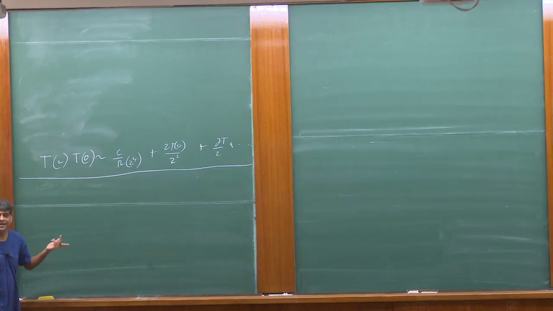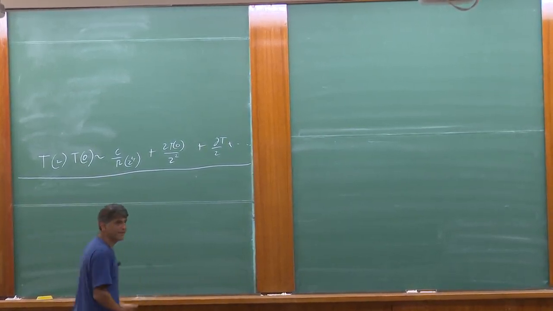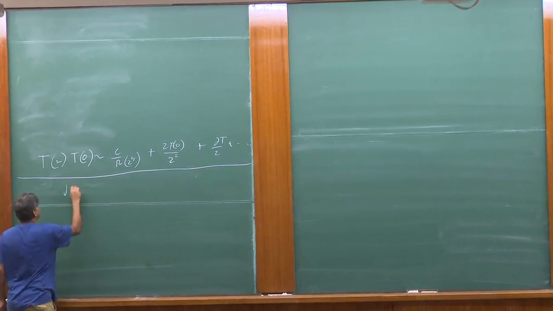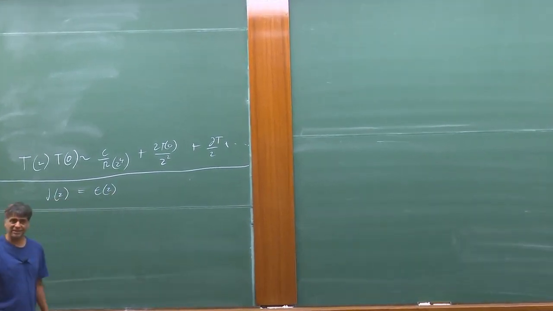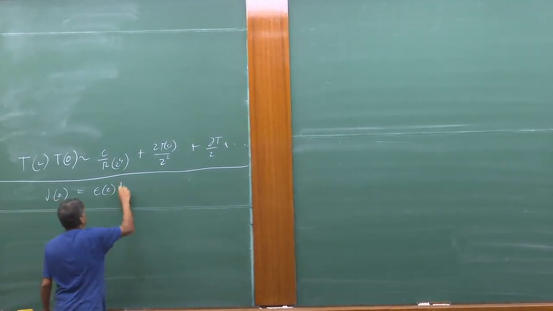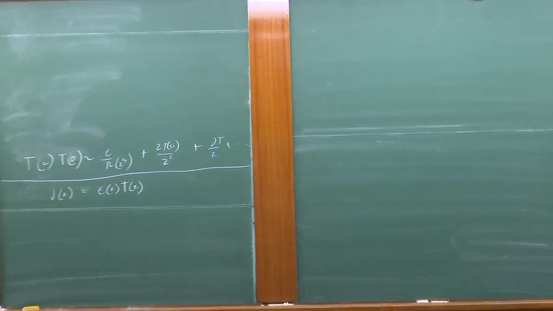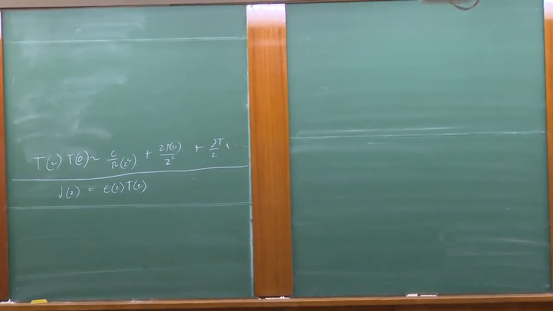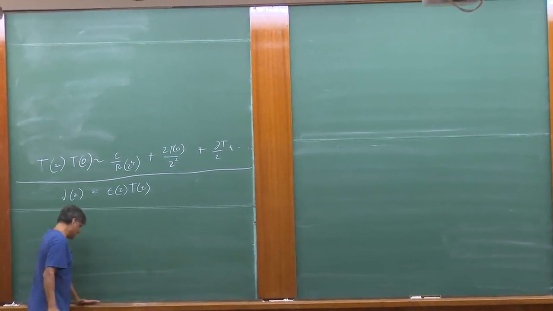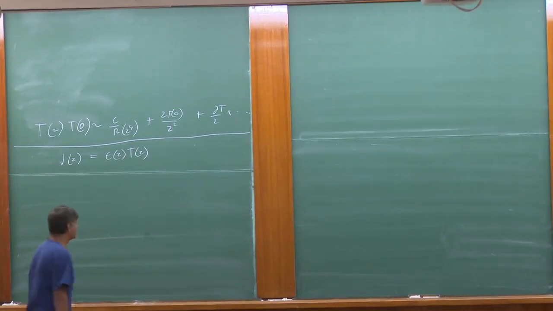T of Z can be used to construct an infinite number of conserved currents. Any J of Z which is equal to epsilon of Z times T of Z, for any analytic function epsilon, is a conserved current. And one convenient basis for such currents is the following.